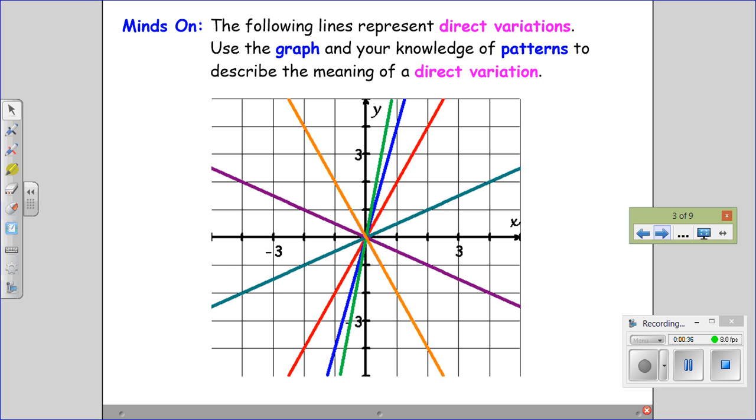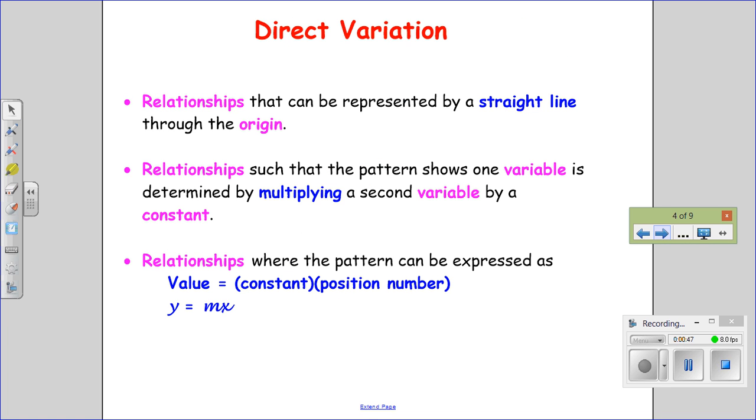Take a minute, pause the video, and look at all of these lines and see what they have in common. They all represent a direct variation, which means they're straight lines that pass through the origin, and they show that one variable is determined by multiplying a second variable by a constant. So a value is equal to a constant times a position number, or y equals mx, where m is the constant or the slope.